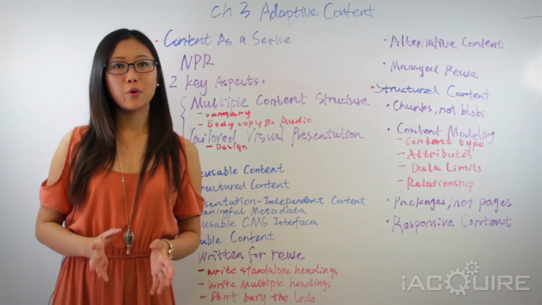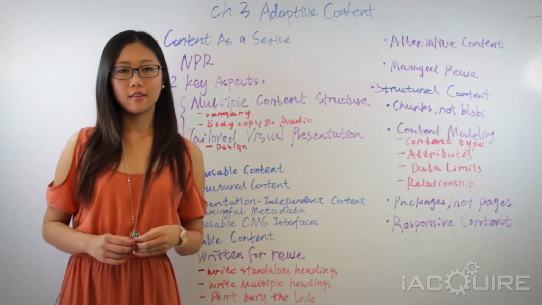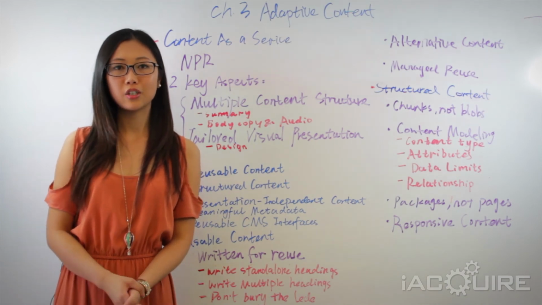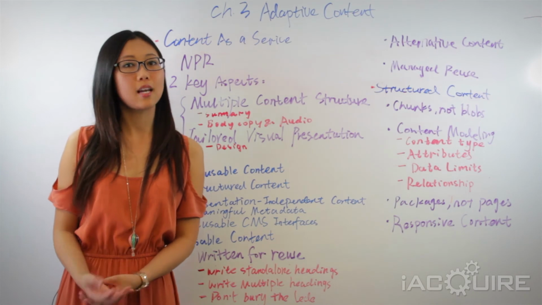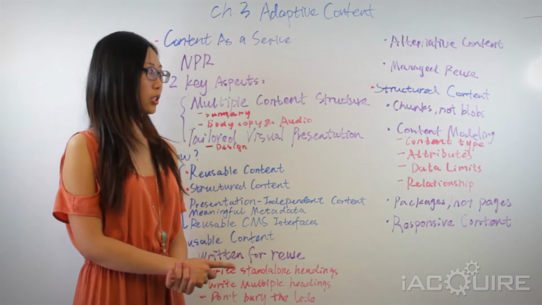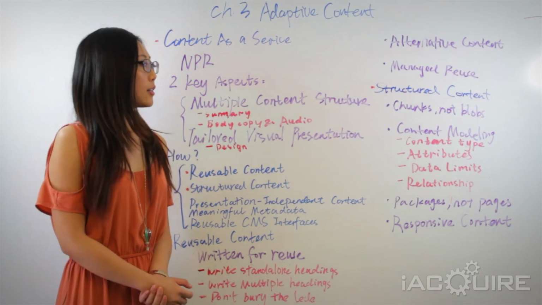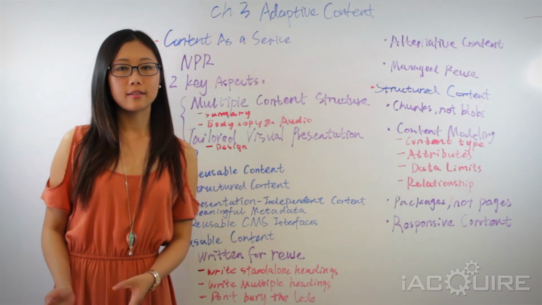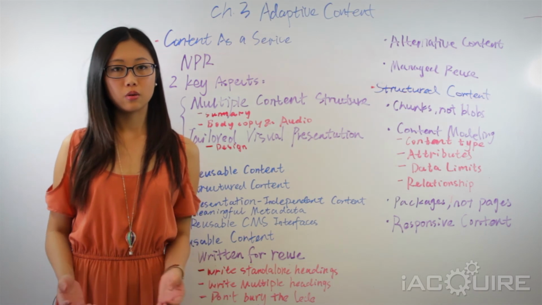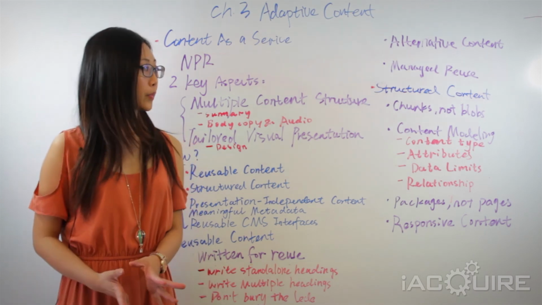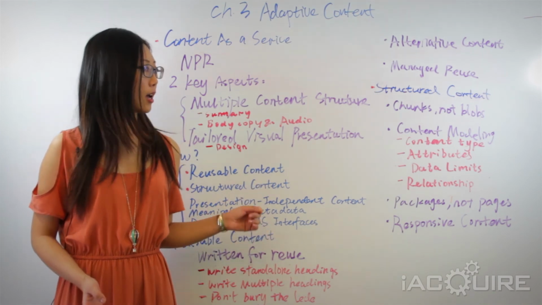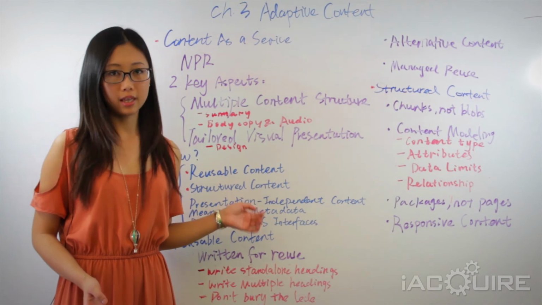And then we will have a question: how to do this, how to manage the structure in this content database? This will lead to another topic, content modeling. Content modeling is the process of making your content more well structured in your database, more manageable. It will depend on four things: content type, attributes, data limits, and relationship.